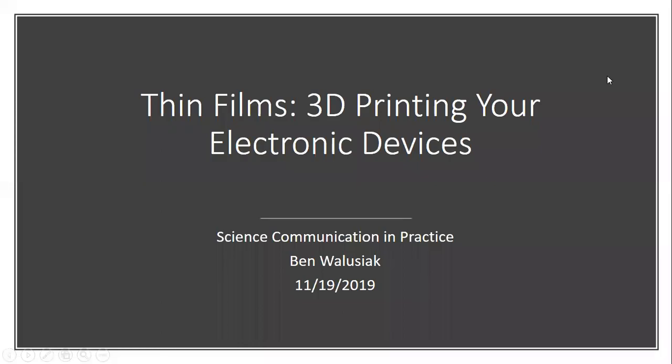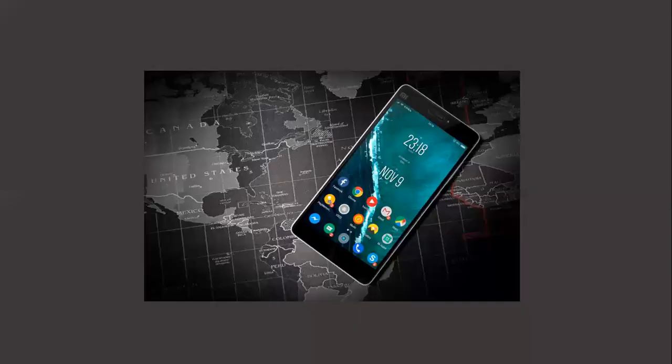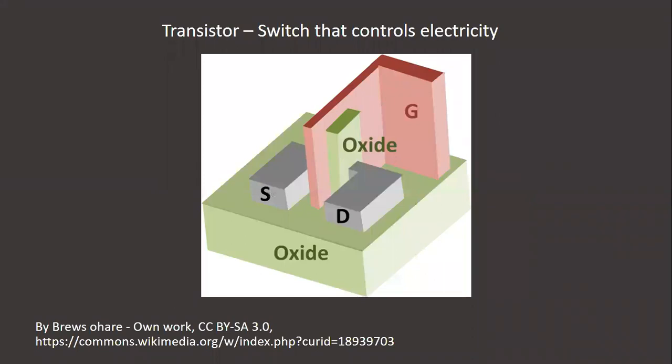Hello, everybody. My name's Ben, and I'm going to tell you about how thin films are currently used to 3D print your electronic devices. So everybody owns a smartphone or a tablet or a personal computer, Samsung smart fridge, a device of some type. Now, one of the components that's responsible for making these devices work is called the transistor.